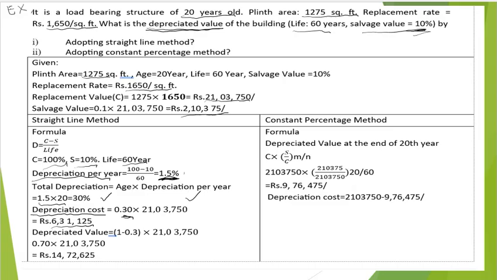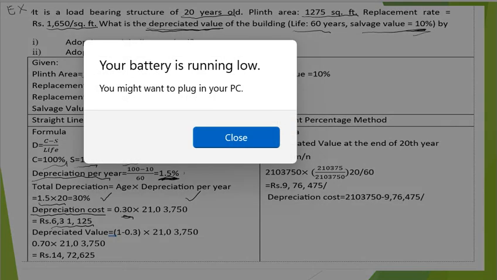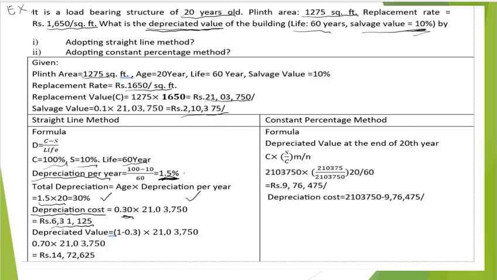Second thing, you basically have to find the depreciated value, not the depreciation value. This thing you have to remember. So you have to find the depreciated value. 30% has depreciated. It means the remaining value will be 1 minus 0.3, which means 70%. So see the difference between depreciation and depreciated value. It is 70% of 21 lakh 3,750, which is 14 lakh 72,625. This is by the straight line method.